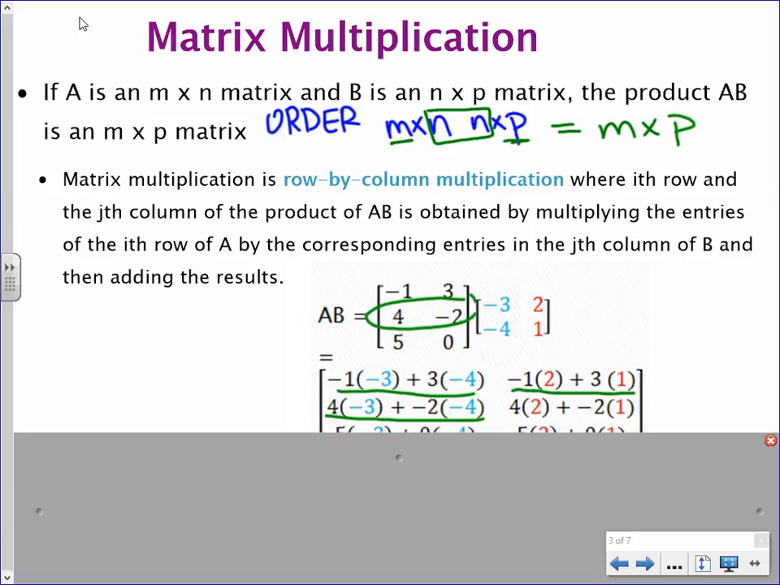Then we're going to move to the second row, second column. That entry goes in the second row, second column. We take 4 times 2 and -2 times 1. Do you see how we're matching up those pairs of numbers to multiply?